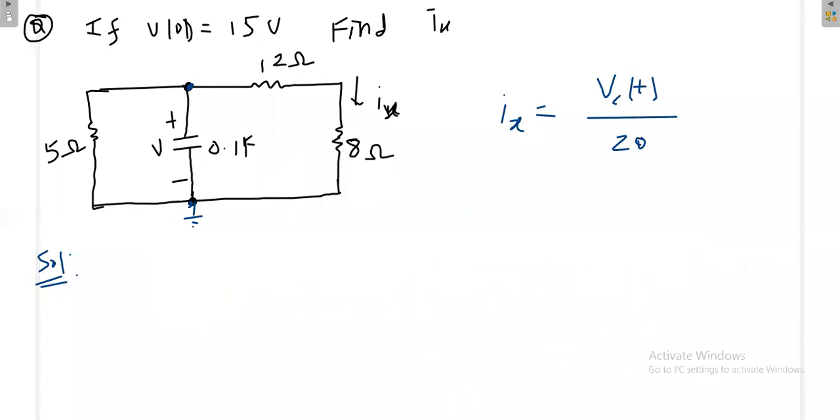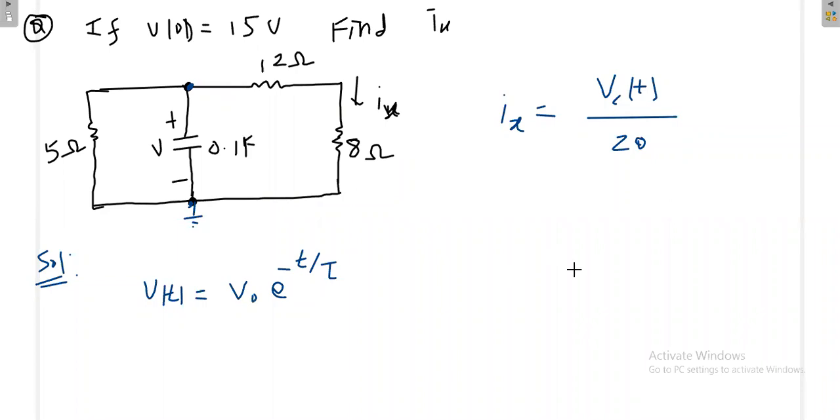Now let's see how to go about this one. So what is the format? Actually, for a source free circuit, you know how the voltage across it will vary. That is the source voltage V naught e power minus t by tau. But here tau is not a simple RC, it consists of three resistances and one capacitance.